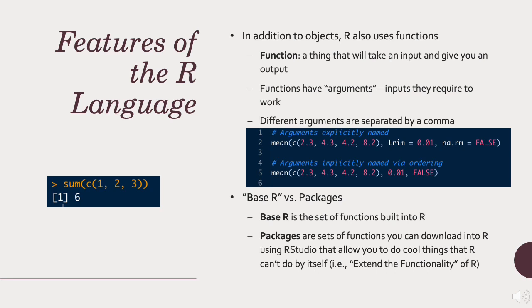You can, however, not include the names of the arguments so long as you put the arguments in the order that the function is expecting them. So for mean, it's expecting you to put the values that you want the mean of, whether or not you want it trimmed, and whether you want to remove the NAs. If you put all of them in exactly that order, it will also work.